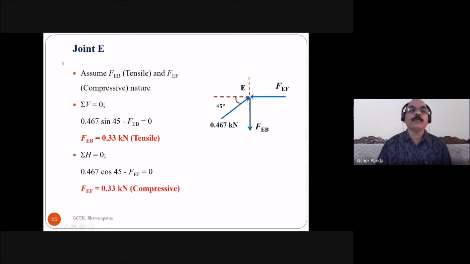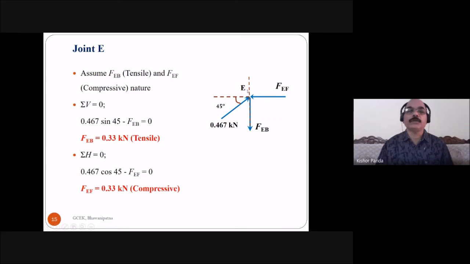Then coming to joint E. At joint E, the force in the member AE you know, but you don't know the force in the member EF and EB. So you have to find out the force in the members EF and EB. Here also you have to assume the nature of the force in the members EB and EF. Assume the force in the member EB is tensile, and the force in the member EF is compressive. Again, you have to apply the equilibrium equations at joint E: summation of vertical force is equal to 0 and summation of horizontal force is equal to 0.